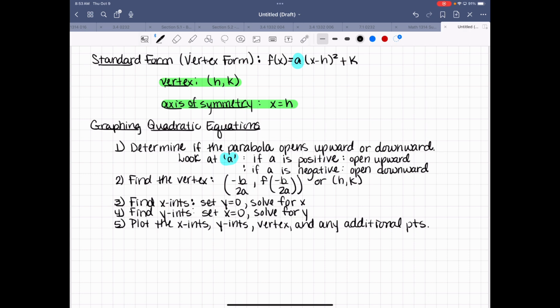Okay, so we have looked at both forms. We've talked about both forms, how to find the vertex and the axis of symmetry. You guys already know how to find the x-intercepts and the y-intercepts, and then we can determine if it opens up or down based on if a is positive or negative, okay? Then we talked about how we go about graphing it without a calculator.